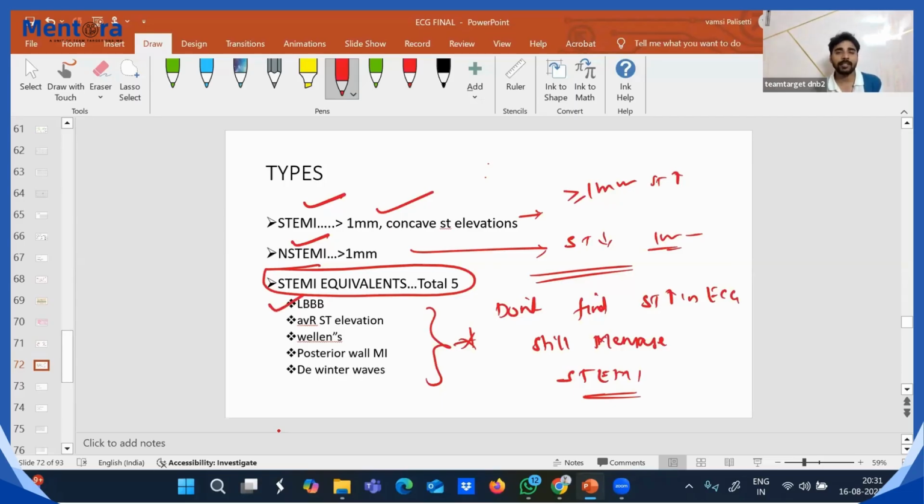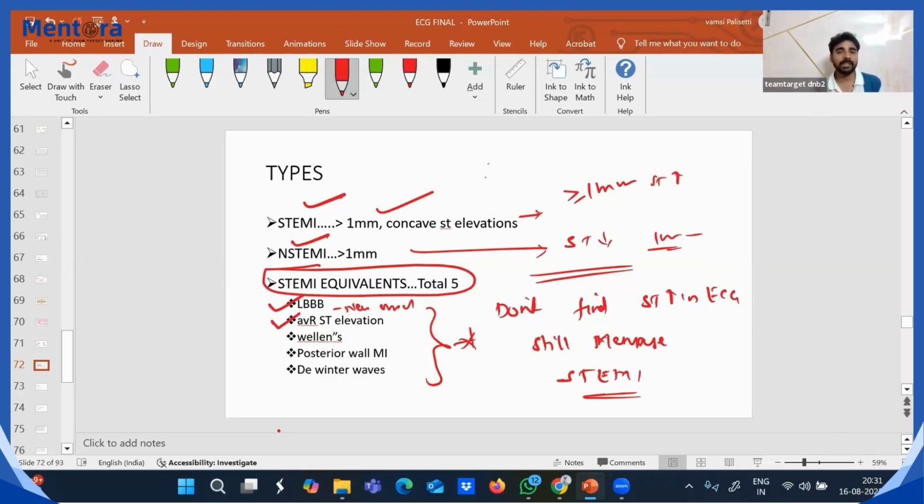One is LBBB. If the patient is having MI with LBBB, you consider it as STEMI. That means new onset LBBB. Suddenly the patient is complaining of chest pain. You took the ECG, there are no ST elevations, but LBBB is there. You see the previous ECG of the patient, previously this ECG was normal, today only he newly developed LBBB, so it is definitely an MI. You consider it as STEMI.